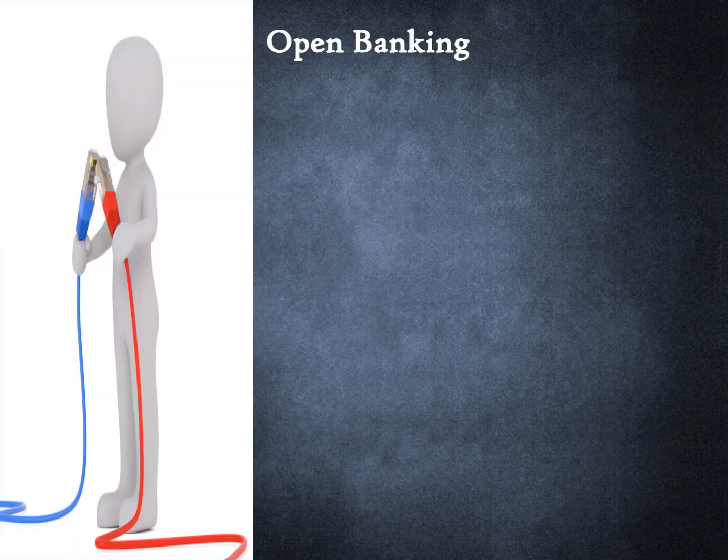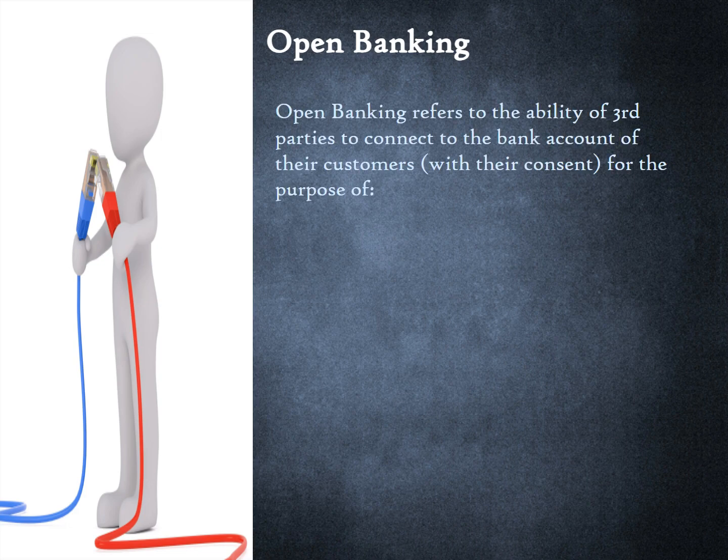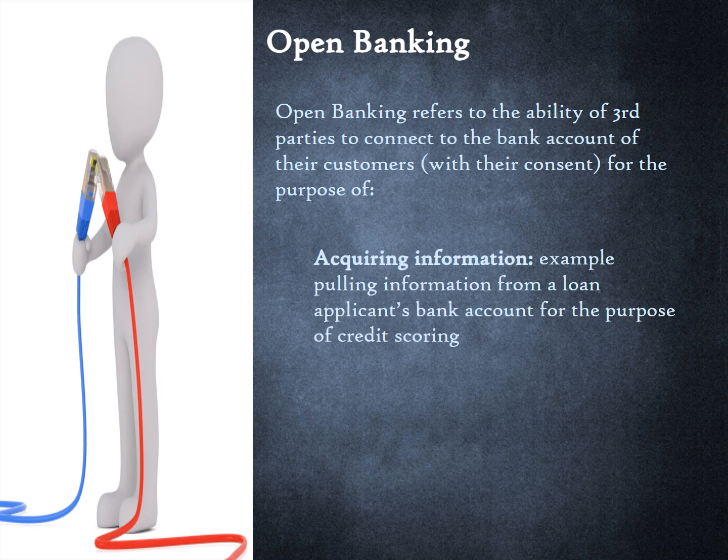This would be a good time to get familiar with a very specific term used within the context of financial services. The term is open banking. Open banking refers to the ability of third parties to connect to the bank account of a customer via APIs, with the express consent of the customer. The connection could be established for extracting information only. For example, a consumer may allow a lender to access her bank account data digitally as part of a loan application instead of emailing her bank statements to the lender.